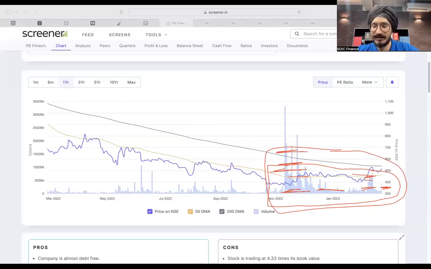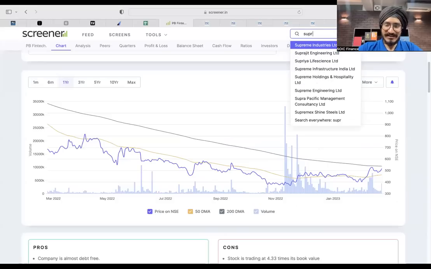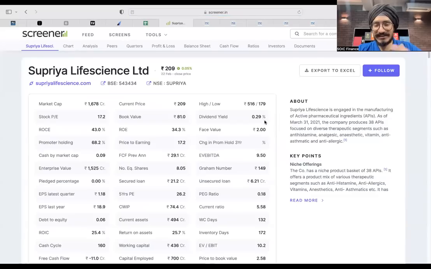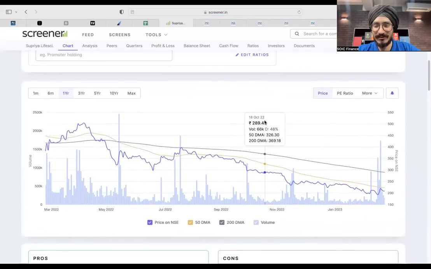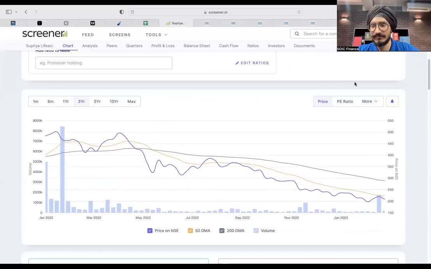कि this is why I keep asking कि यार base formation होने दो, because see, when we meet, we'll discuss one example, I think, not online. So when we meet, we'll discuss, is there a base formation in Supriya Life Sciences? Did it ever happen since listing? Is it making lower highs? Lower highs बन रहे हैं बार बार.